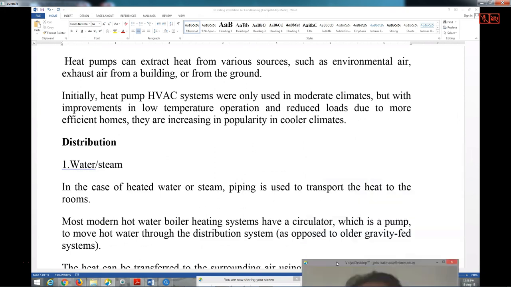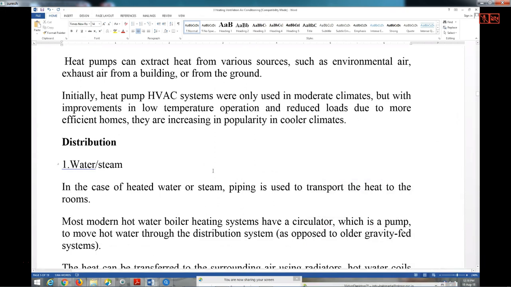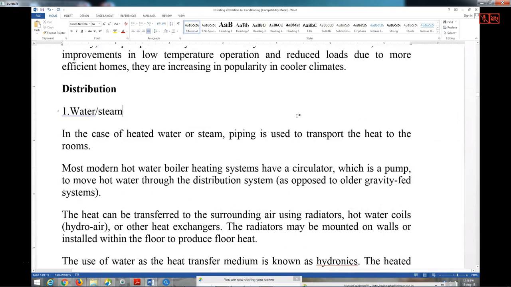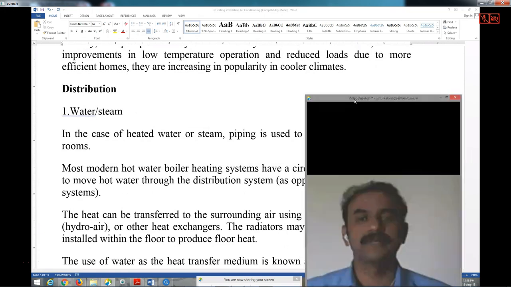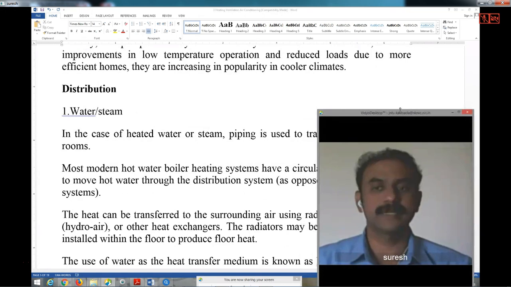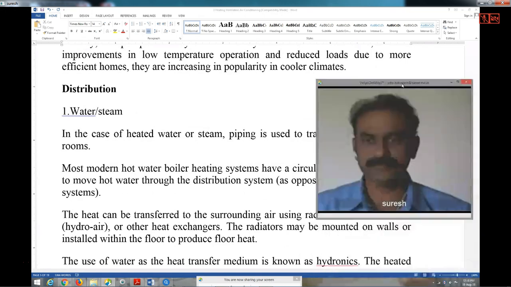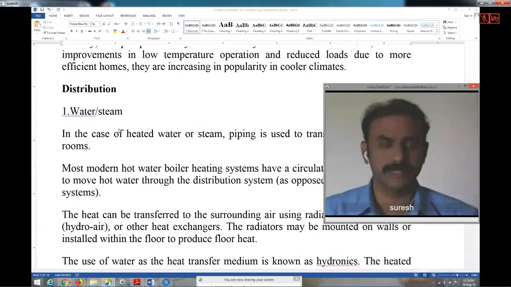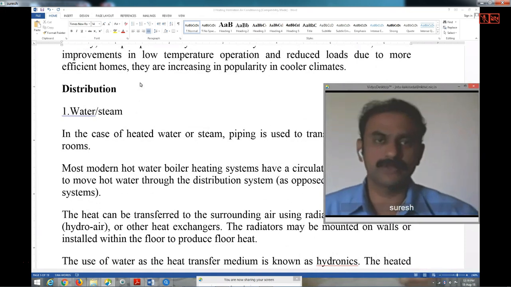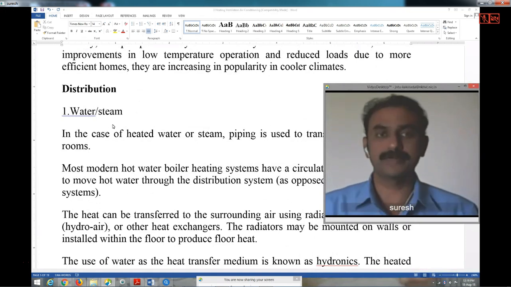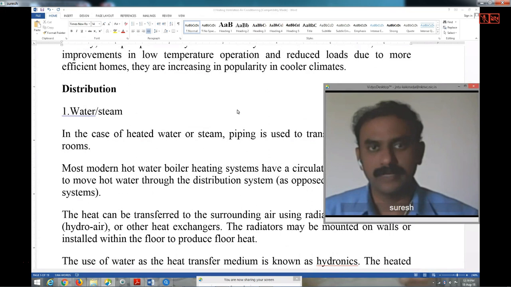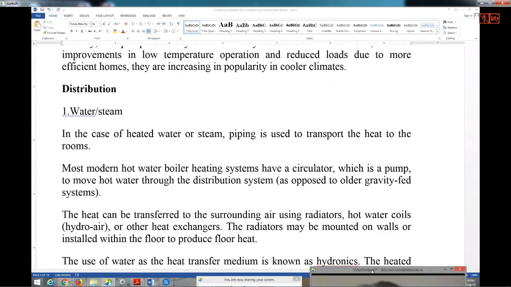Then coming to the distribution of the heat generated by these heat pumps, as already discussed, this heat distribution is done in the form of water and in the form of steam. The heat which is generated by these mechanisms is transmitted to the required areas through conduction, convection, and radiation. So the heat is transmitted through circulating water, and the heat is transmitted from one point to another with the help of steam that is circulating in the pipes. We have seen this in today's class also.